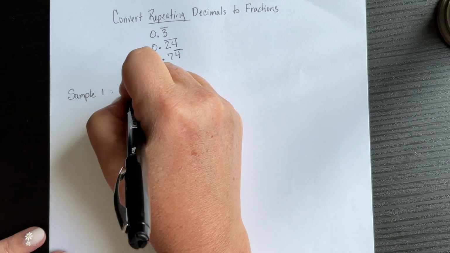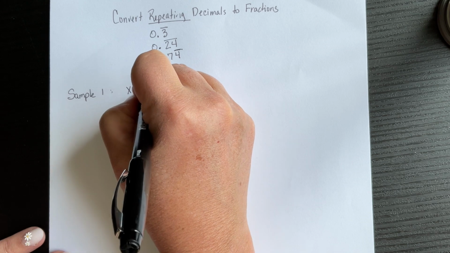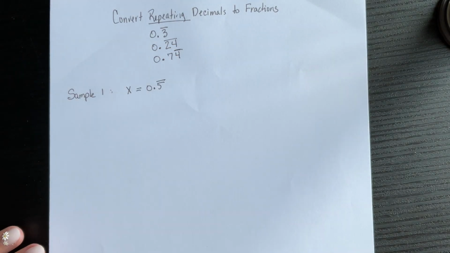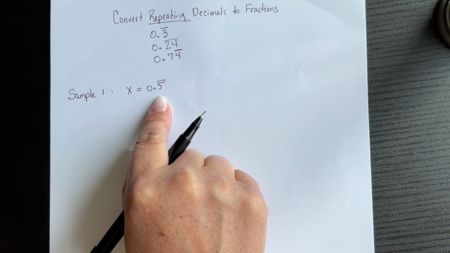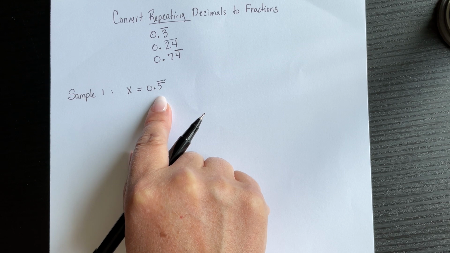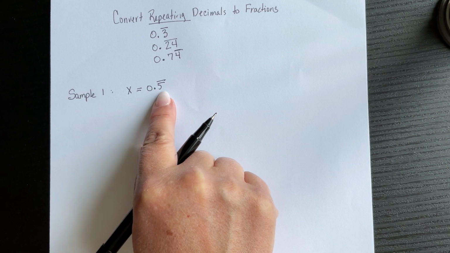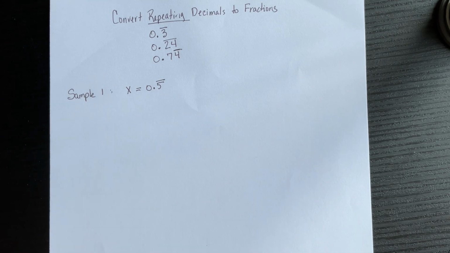In sample 1, I have a situation where x is equal to 0.5 with the 5 repeating. And I want to know, how can I write this as a fraction? Now I can approximate it by putting it over the tens place, but I want to know an exact fraction. So that's what we're working on today.